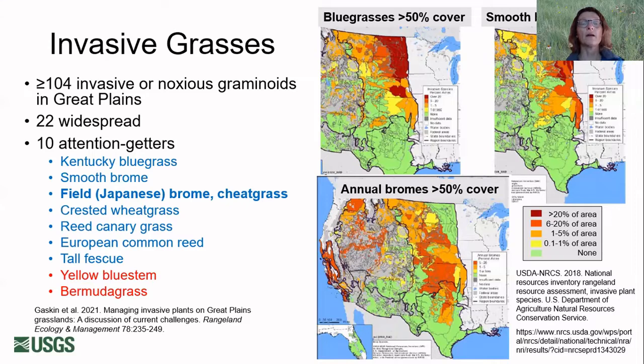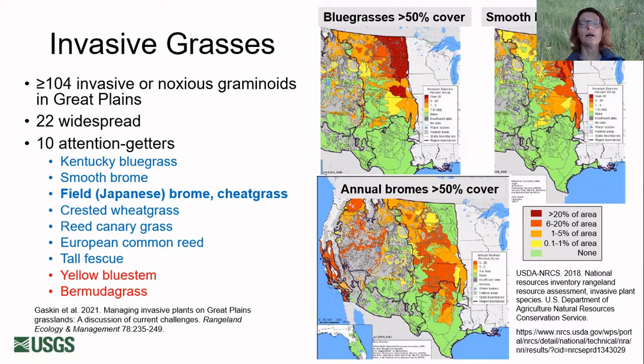Of the 10 species that get the most attention in the scientific literature, 8 are cool season, and I indicate cool as blue in the list on the slide here, and red are the warm season. Cheatgrass and field brome, Bromus tectorum and Bromus arvensis, also known as Bromus japonicus, are the only extensively problematic annual grasses in this region. The rest are perennials.